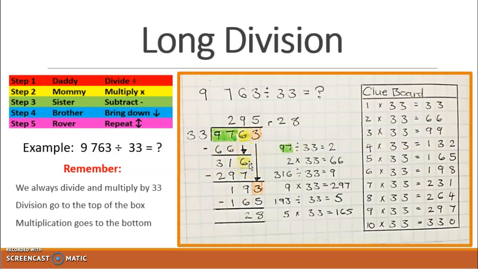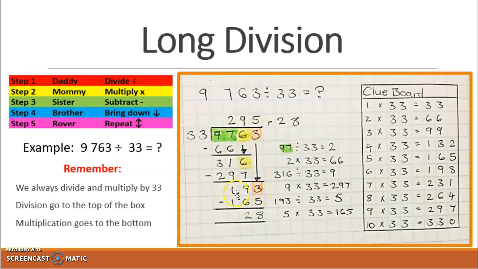Next, we repeat. 316 divided by 33 is 9. We know this because of the clue board. We take our 9, we place it above the 6. Next step, we multiply. 9 times 33 is 297. We place that underneath the 316. Next step, we subtract. 316 minus 297 is 19. Next step, we bring down the 3.